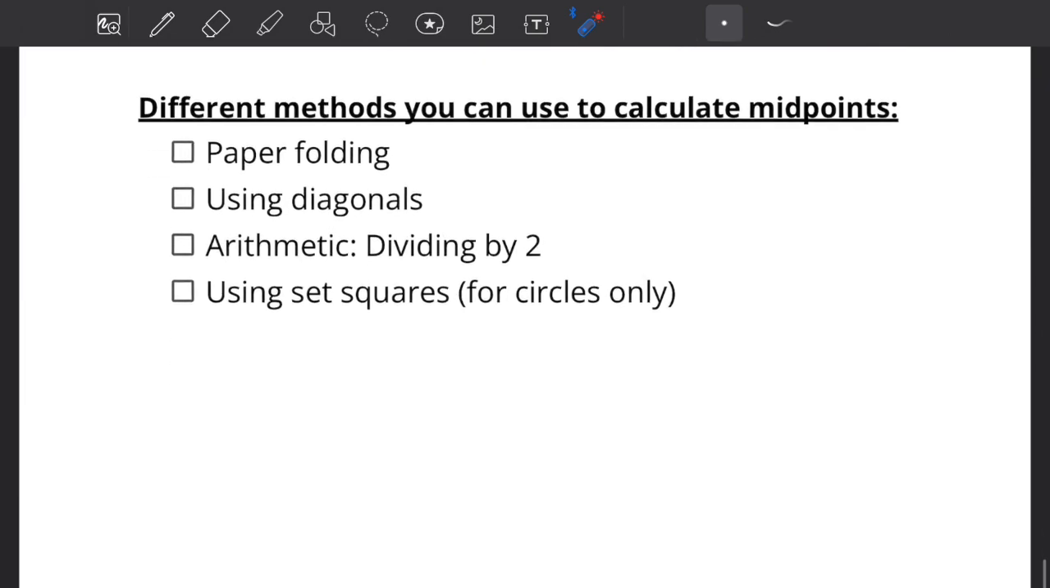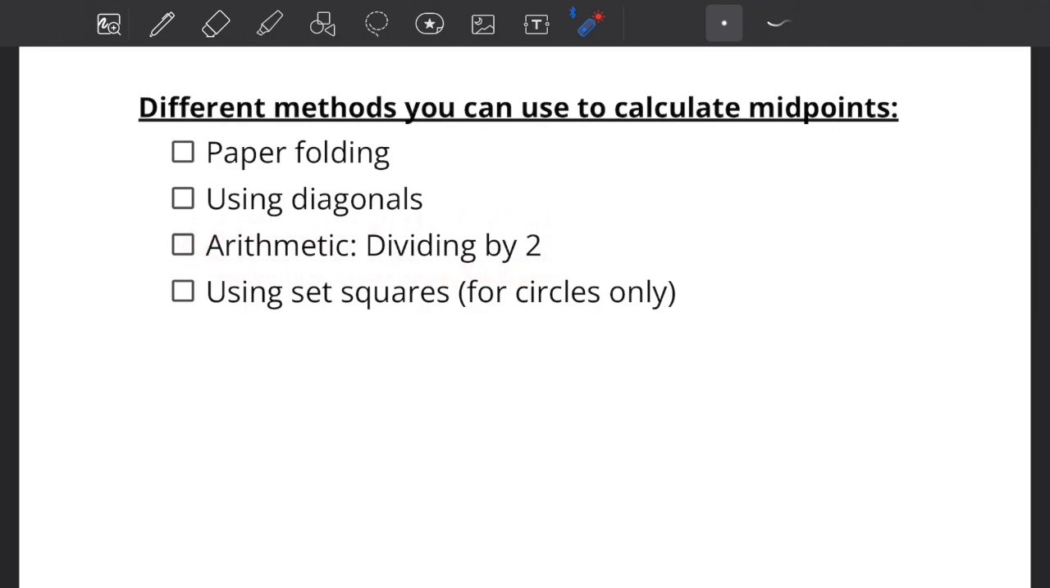Now, in this unit, we're going to look at 4 methods to calculate midpoints, and you're expected to know all of them because we're going to use these in different situations. We're going to use a paper folding method to find the midpoint of a rectangle. We're going to use diagonals to find midpoints of 4-sided shapes. We're going to use math, basically.